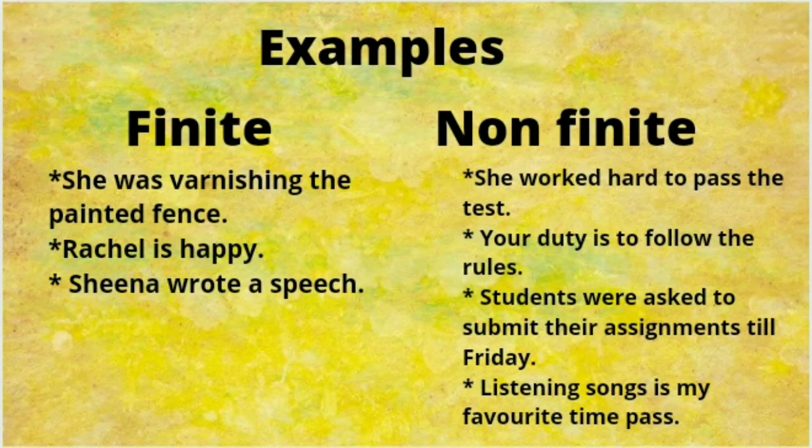Some more examples we will see. Finite verb, as I have told you, they represent tenses. So she was varnishing the painted fence, past. Rachel is happy, present, and Sheena wrote a speech, past. Non-finite verb, she worked hard to pass the test. To pass is non-finite and worked is finite. Your duty is to follow the rules. To follow is non-finite. Infinitives.